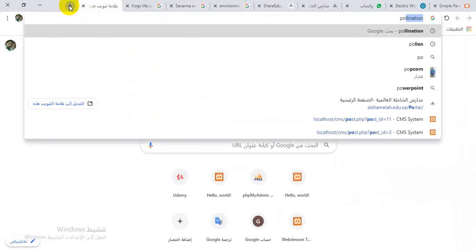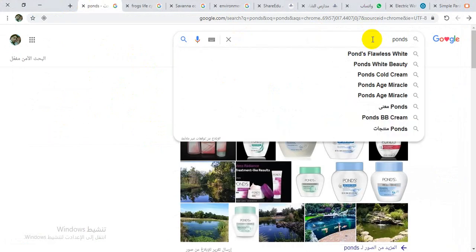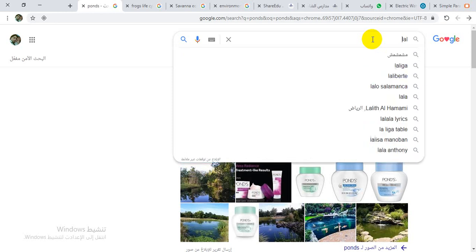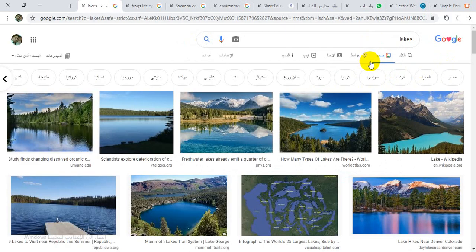If you don't understand what the edge of the pond means, this is the pond. Let's say lakes or something like this. Lakes or ponds, all of these. So where the frogs live, for example, here you will find the frogs living in that area, in the pond ecosystem, or the water or lake ecosystem.